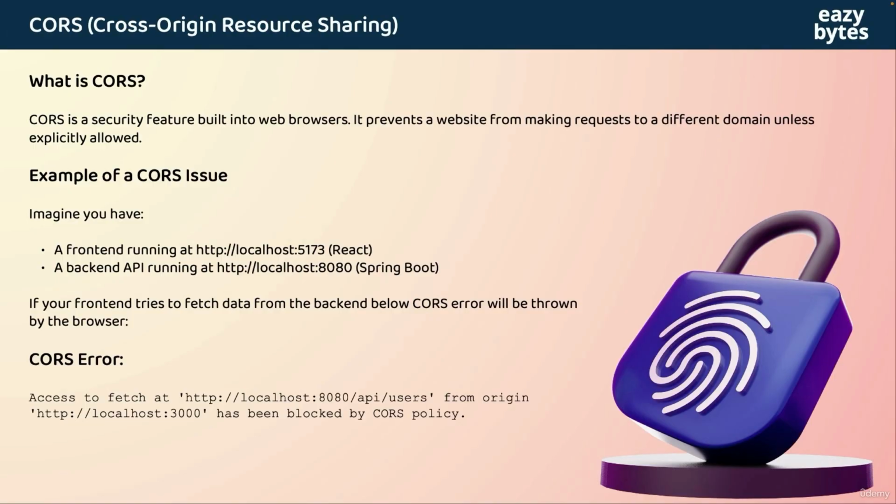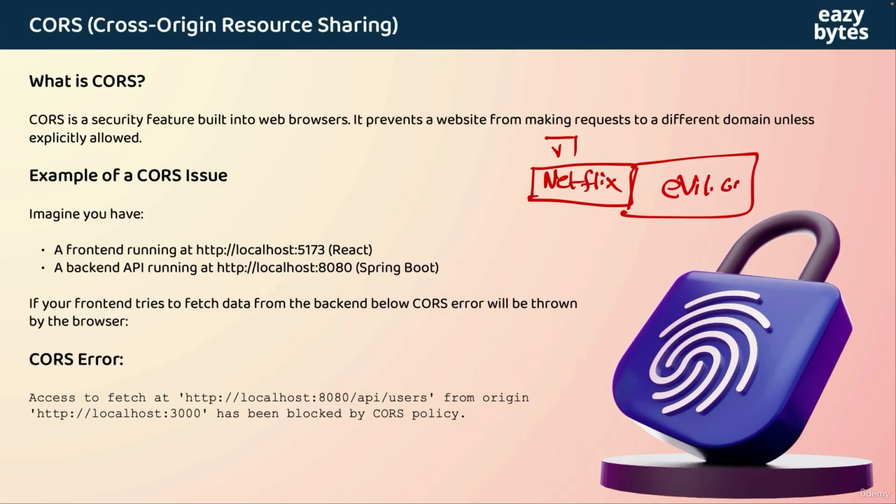Whenever applications that are deployed at different locations are trying to communicate with each other, the browser is going to stop that communication for security reasons. Imagine inside your browser there are multiple tabs. Inside tab 1 you have opened Netflix, and inside another tab you have opened some evil website. This evil website is developed by some hacker. So this is tab 2 and this is tab 1.